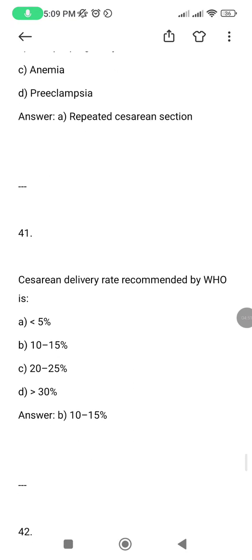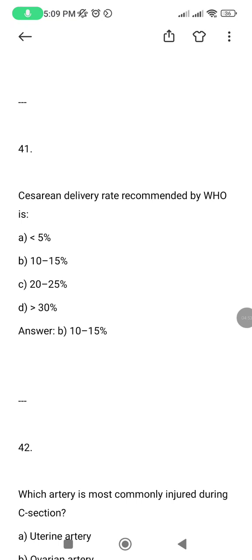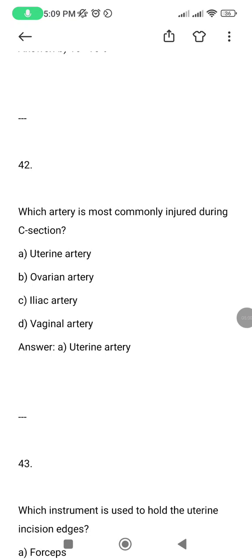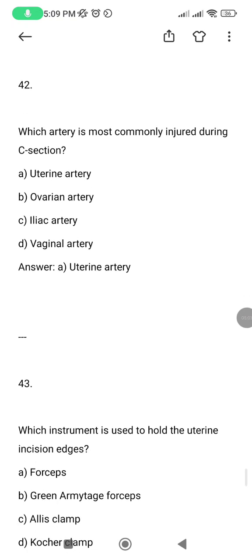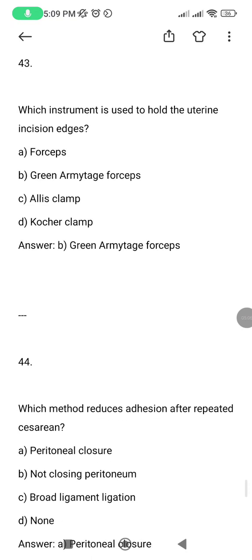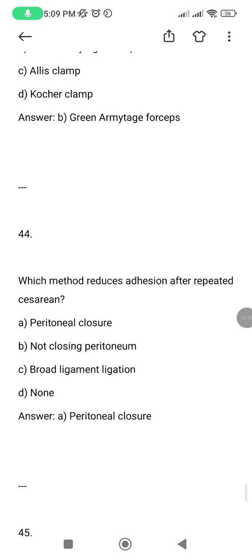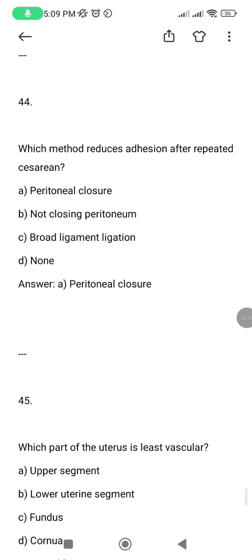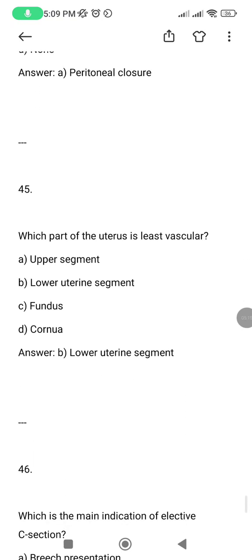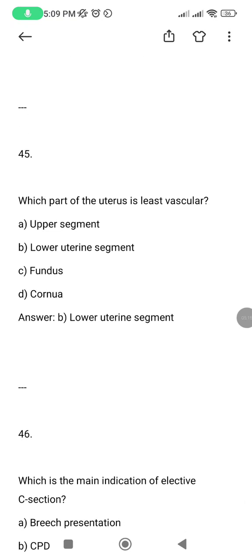Repeated cesarean section. Cesarean delivery rate recommended by WHO? 10 to 15%. Which artery is most commonly injured during C-section? Uterine artery. Which instrument is used to hold the uterine incision? Green Armytage forceps. Which method reduces adhesion after repeated cesarean? Peritoneal closure. Which part of the uterus is less vascular?